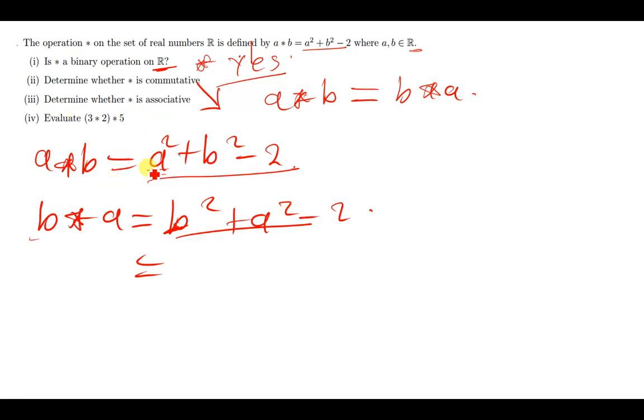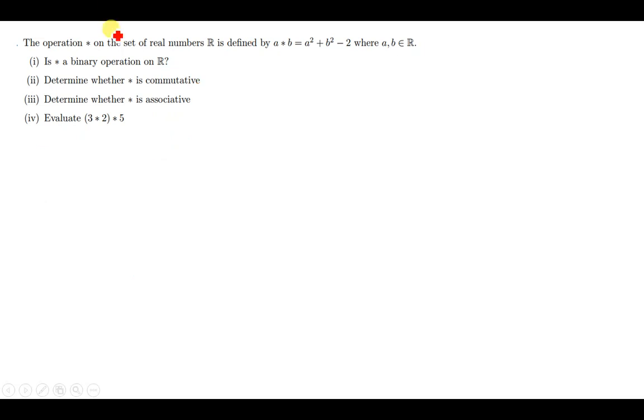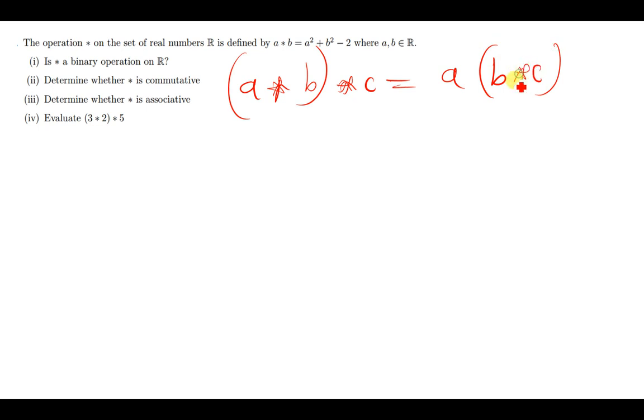Determine whether star is associative. So for the associative law, we know that we have to test that A star B star C is equal to A star B star C with the brackets placed differently. So the first part here is the left hand side. For the left hand side, we're dealing with A star B star C.